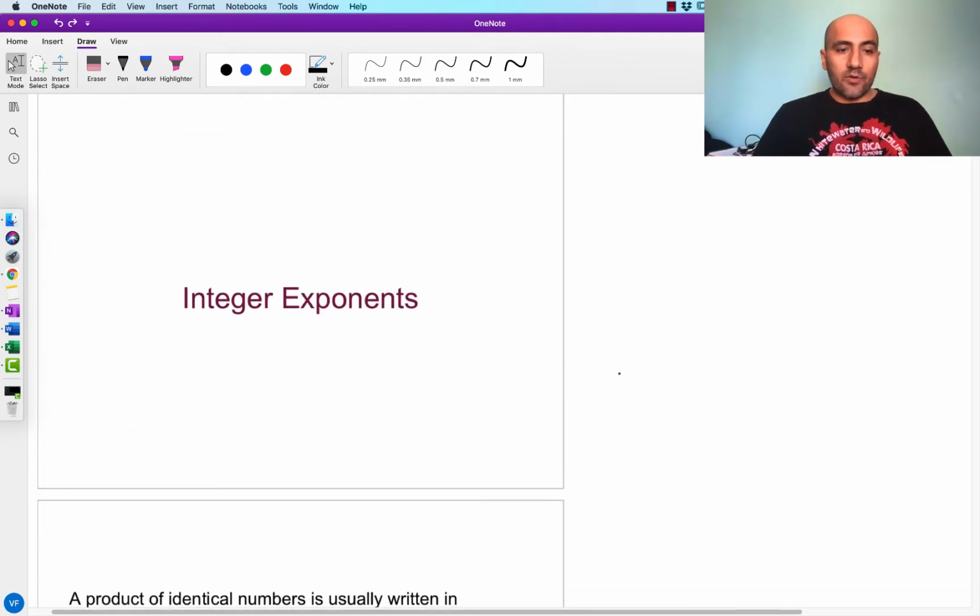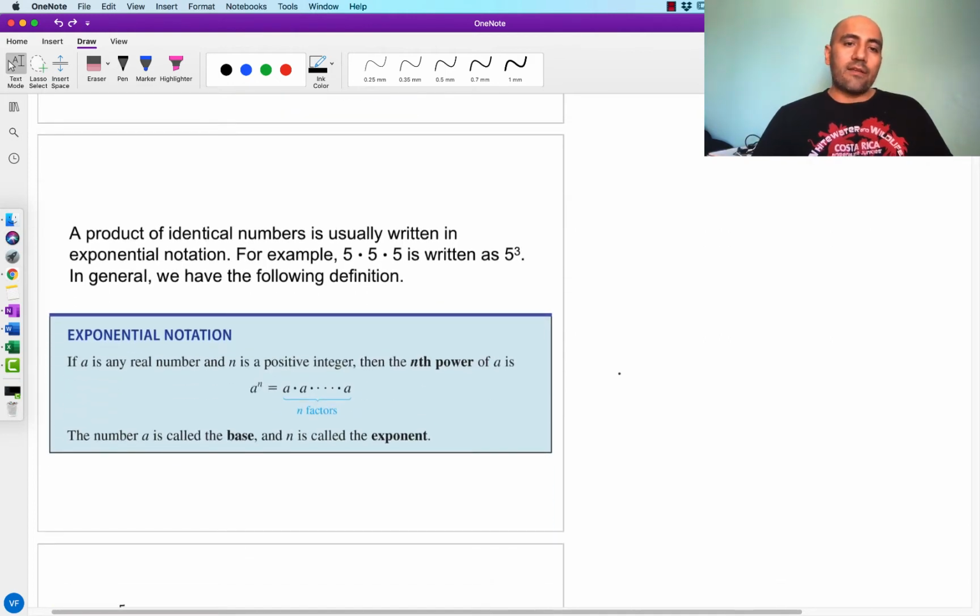Okay, integer exponents. A product of identical numbers is usually written in exponential notation, right? So hopefully this looks familiar. If we have a multiplication of 5 times 5 times 5, we can express this by writing it in this form, 5 to the power of 3. 5 to the power of 3 means we multiply that same base value 5 times itself 3 times, right?